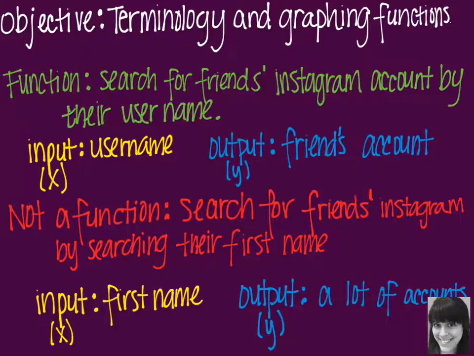Now, an example of not being a function is if I were to search for my friend's Instagram by searching for their first name. Because if I go in and put Jessica, I'm going to get a lot of Jessicas, right? I'm not going to find my friend's account. So if I just input the first name, my output is a lot of accounts. That's not giving me only one output, that's giving me many outputs, okay? So a function is where you put in one input and you get out one output, not many outputs. If you're getting multiple outputs for one input, it's not a function.